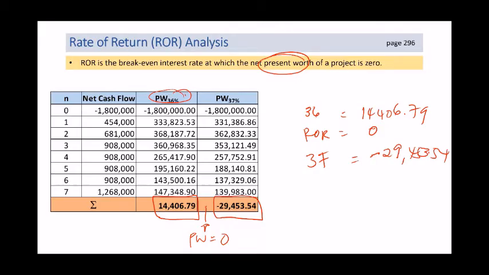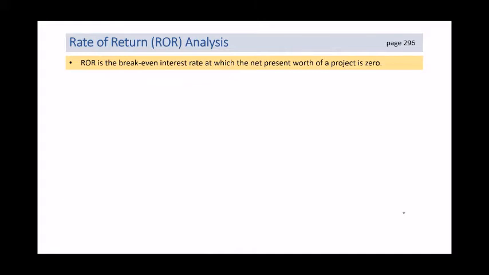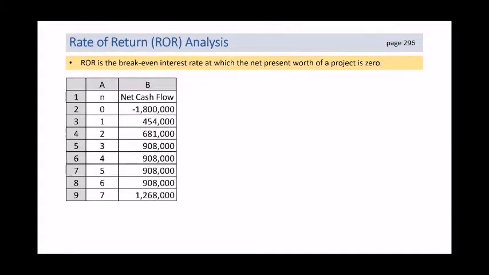In Excel, you can compute it easily. So it is about 36 point something here. You can compute this using interpolation and ratio and proportion to determine what point between 36% and 37% will make the PW 0. You can try that in Excel later on.